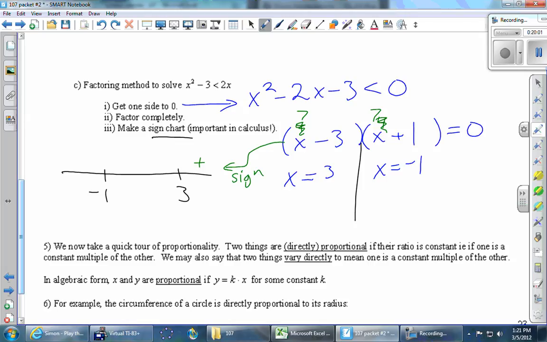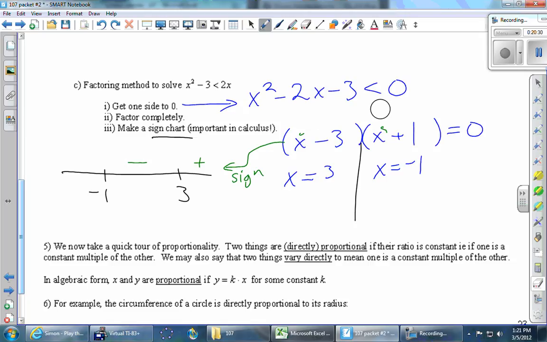Let's pick a number in the middle. Somebody want to give me a number in between? 2 is fine. So plug in 2 there and 2 there. I don't care about the numbers, I just care about the signs. 2 minus 3 is what kind of a number? That's negative. 2 plus 1, positive. A negative times a positive is negative. Everywhere in there is a negative.